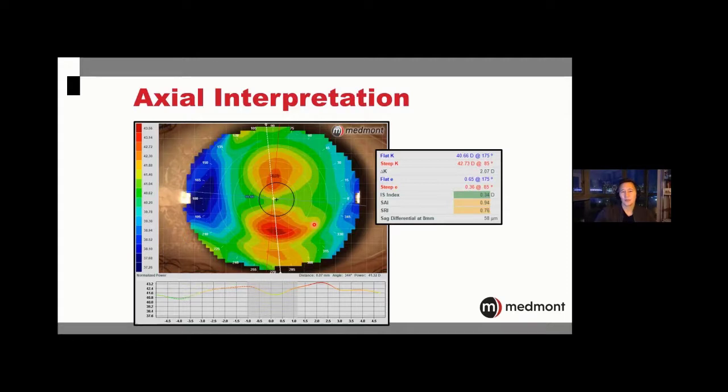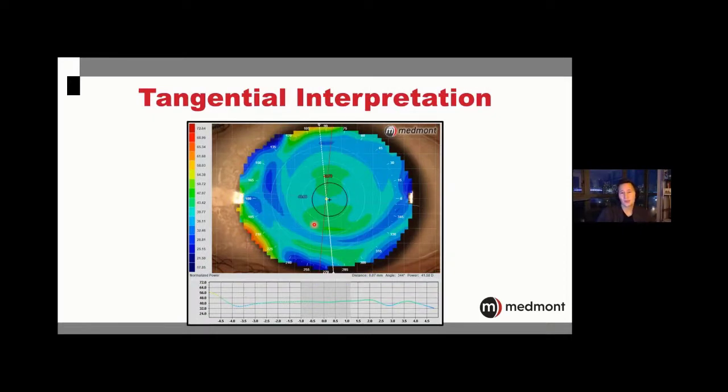Well, let's go from an axial interpretation, which is power or vision. Let's go to the tangential. And do you see anything funny here when you look at this topography? Is there anything that pops up on this kind of normal with-the-rule cornea?